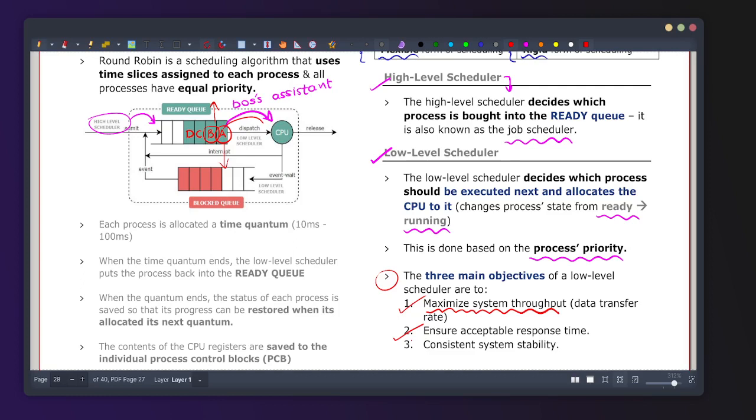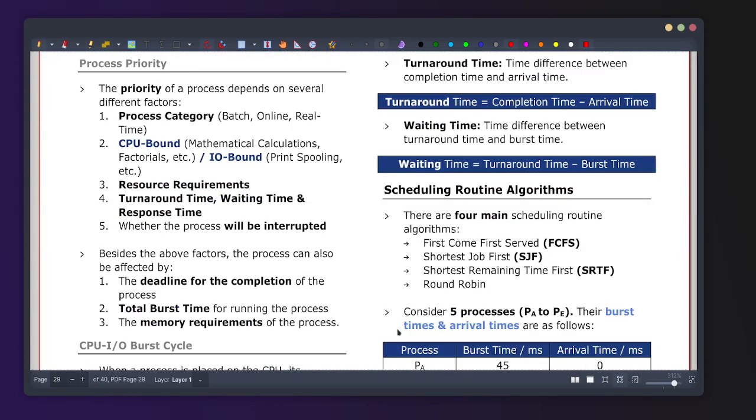So that means that process should be sent into the CPU and executed almost immediately. Therefore, it's the low-level scheduler's job to make sure processes like that are executed immediately and therefore ensure acceptable response time. And all in all, it helps ensure that system stability is consistent. That's all. Now, the next thing we'll look at is process priority.